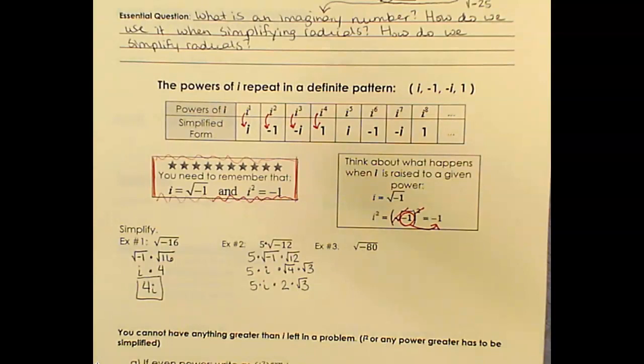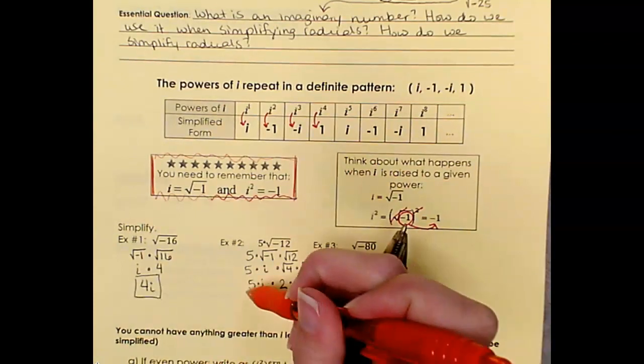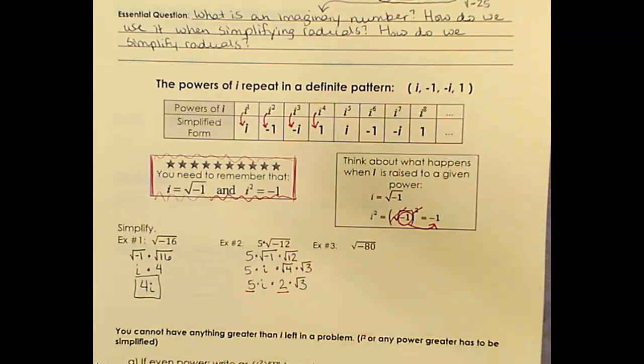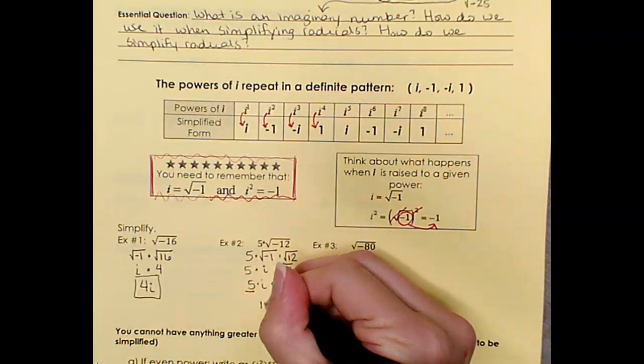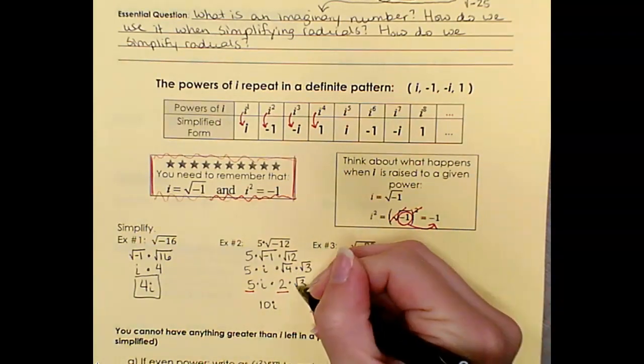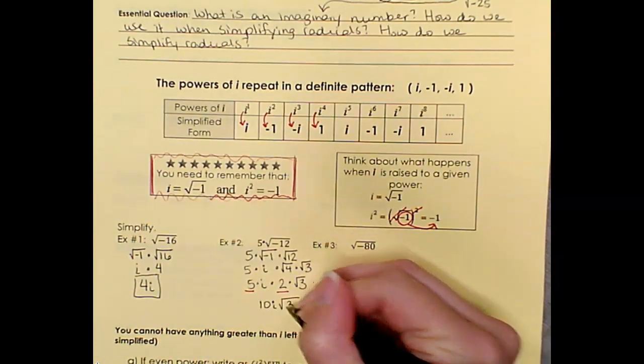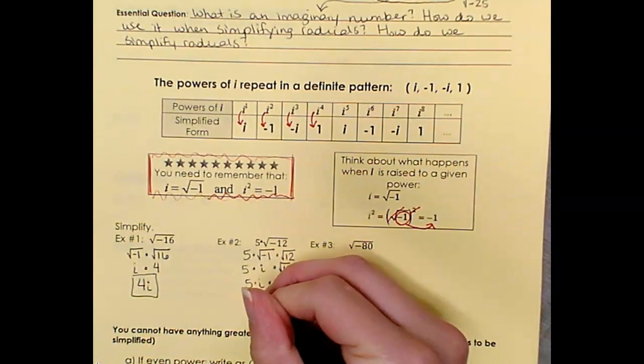And any coefficients that I have on the outside of the radical, I want to multiply together. Same thing if I had more than one number on the inside of a radical, I would want to multiply those together and keep them under the radical. So here I have 5 and 2 outside of the radical. 5 times 2 is 10. The I is out. And then I have the radical with 3 as the radicand. This is my final answer.